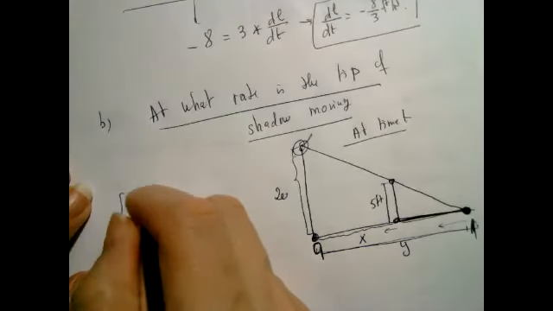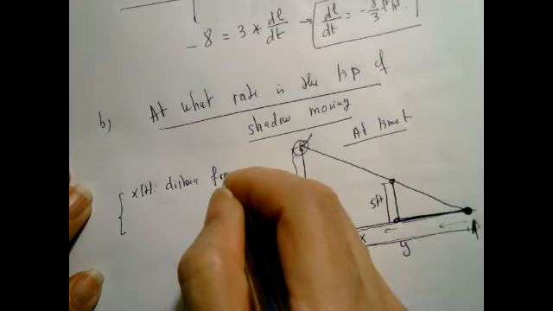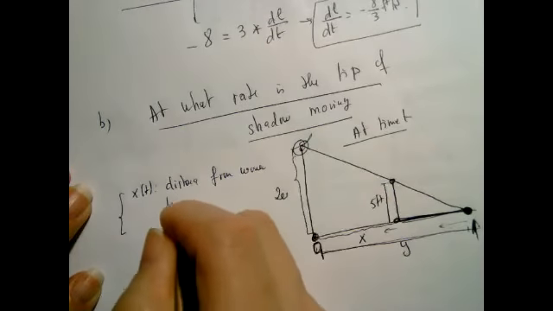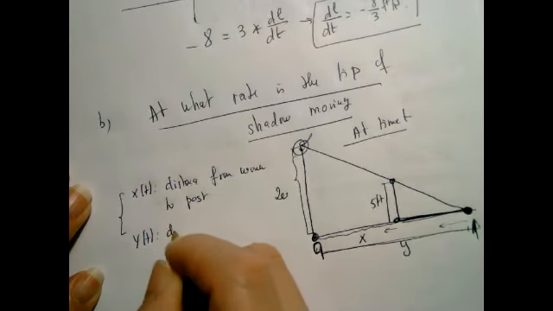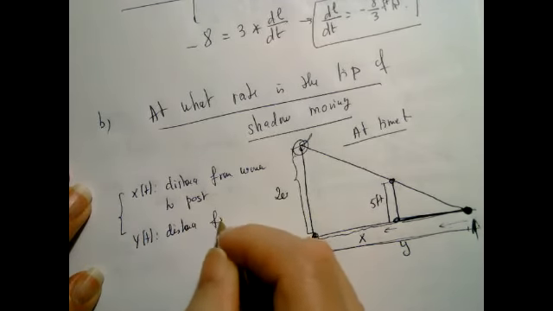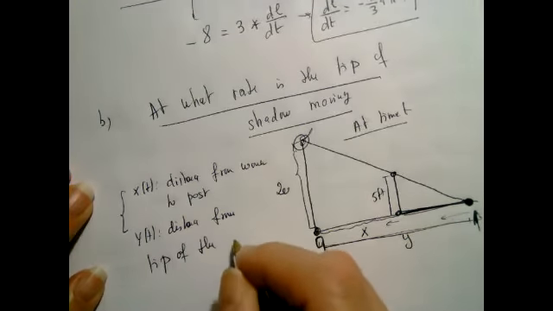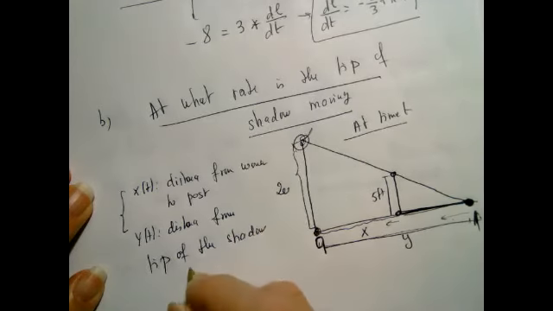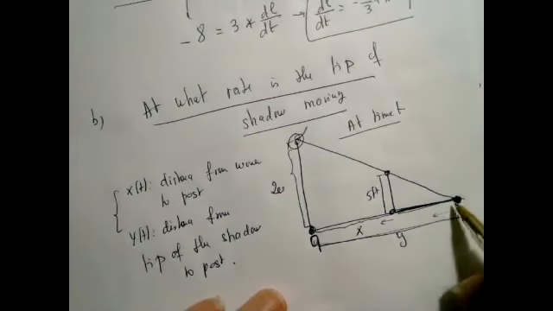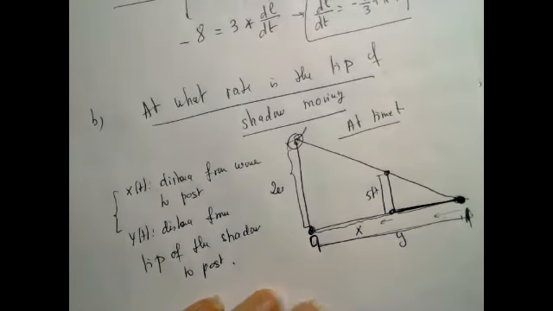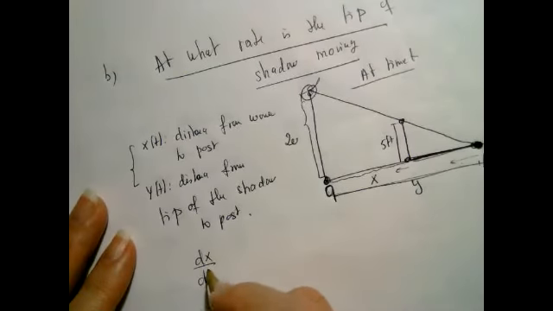So in this problem, x of t is always the distance from the woman to the post, and y of t is the distance from the tip of the shadow to the post. Okay, that's really the situation. And what they want us to find is how fast the tip is moving. All right. So the question is, we have dx/dt hasn't changed, the given.